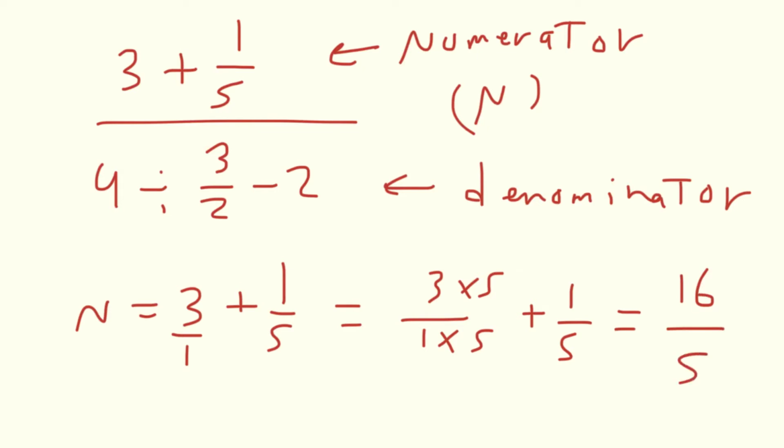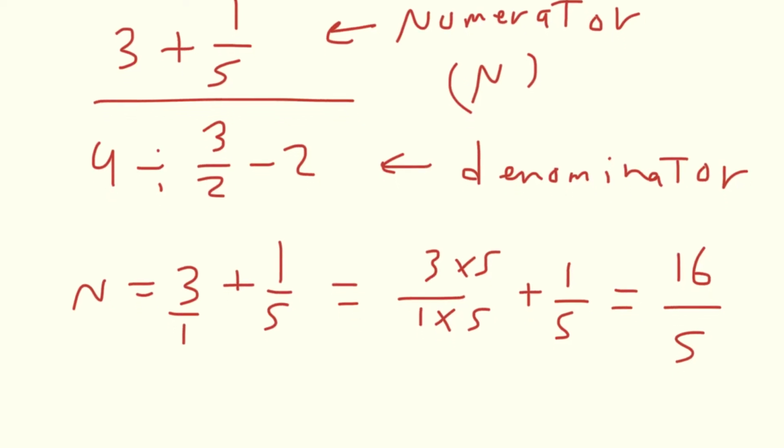The next is to look at the denominator. What happened to the denominator here? I'll just call it D, the denominator D here. What about it? The denominator can be simplified; you have division and you have subtraction. If you have division and subtraction, which one do you do first? Division. So you should divide 4 divided by 3 over 2 first.